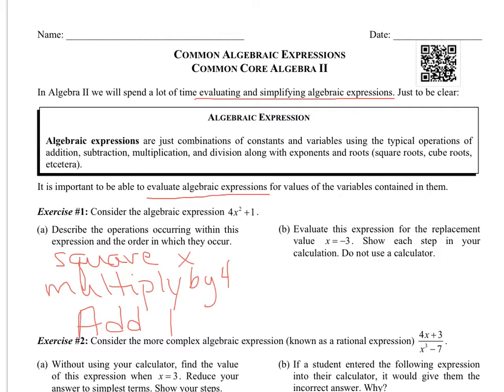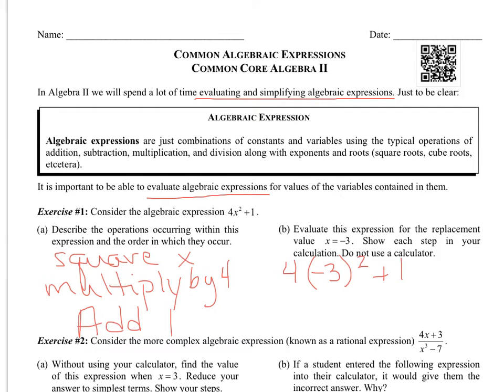Part B asks us to evaluate this expression by replacing x with the value of -3. Show each step in your calculation, and we don't need to use a calculator for this one. So a good rule of thumb whenever you are going to evaluate an expression is to plug the number into the x and write the expression as you see it. So I'm going to use parentheses around my -3, and I'm going to remember that it's squared plus 1.